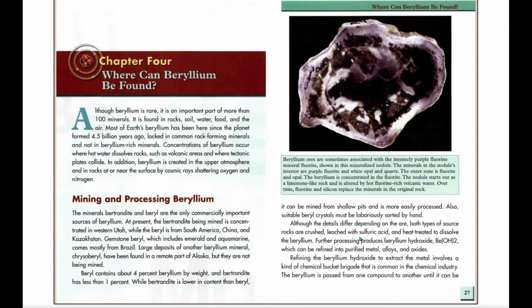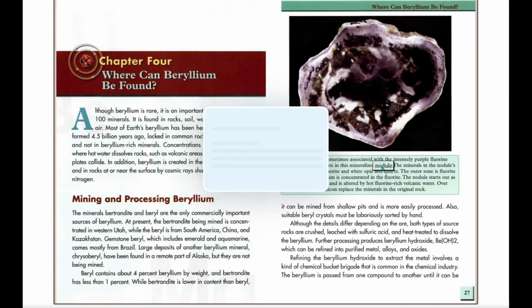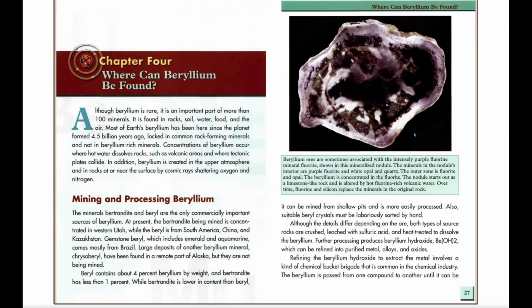Shown in this mineralized nodule. The minerals in the nodule's interior are purple fluorite and white opal. Go check out my amazing opal video and quartz. The outer zone is fluorite and opal. The beryllium is concentrated by the fluorite.